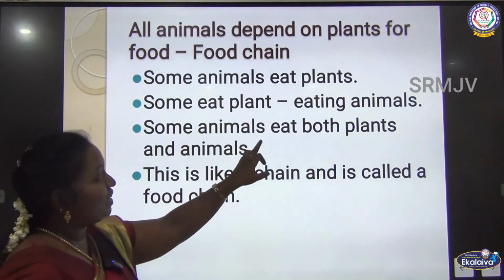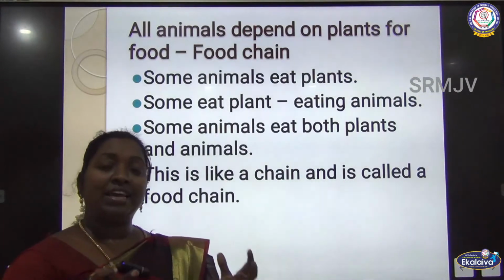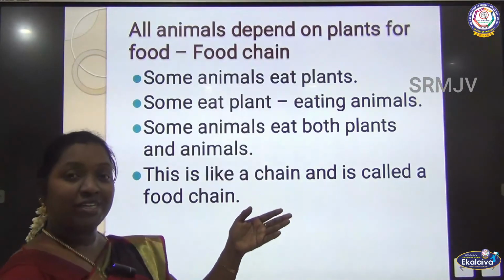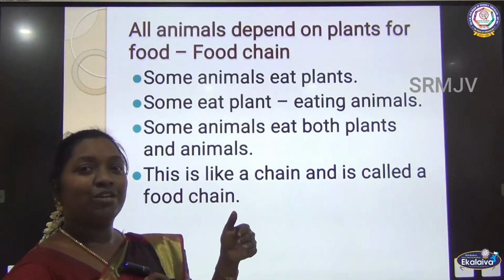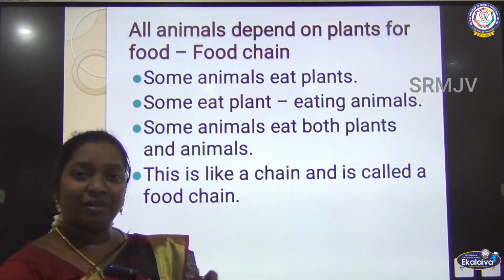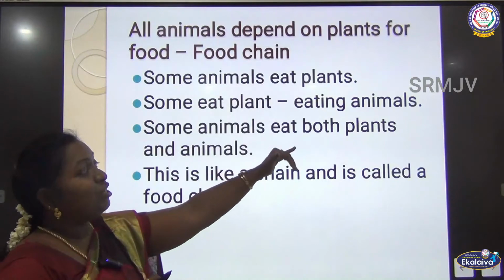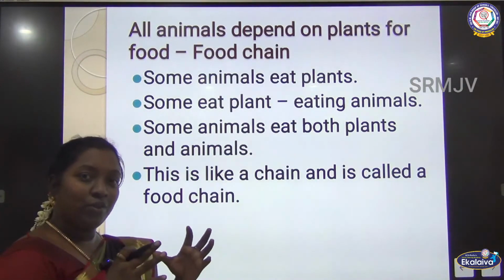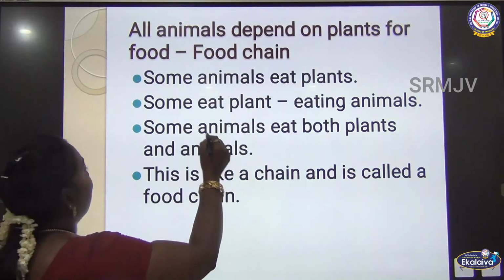Some animals eat both plants and animals. So this category of animal will always get food. The food will be available to this type of animal which eats both plants and animals. So who will suffer? Those who are eating only plants, or only plant-eating animals. This type of animal will suffer a little, but those which eat both plants and animals will always get food.